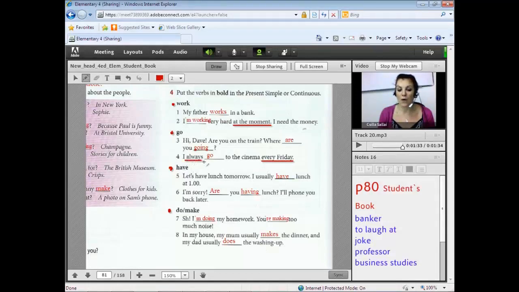I always go to the cinema. And then we have usually. So then you know that this is again something that usually happens, not at the moment. I'm sorry, are you having lunch? I'll phone you back later. Right now, this is why the person says I'm sorry. And then again, if you find usually here, usually there, my mom usually makes the dinner, and my dad usually does the washing up. Okay? So well done everyone, good job.